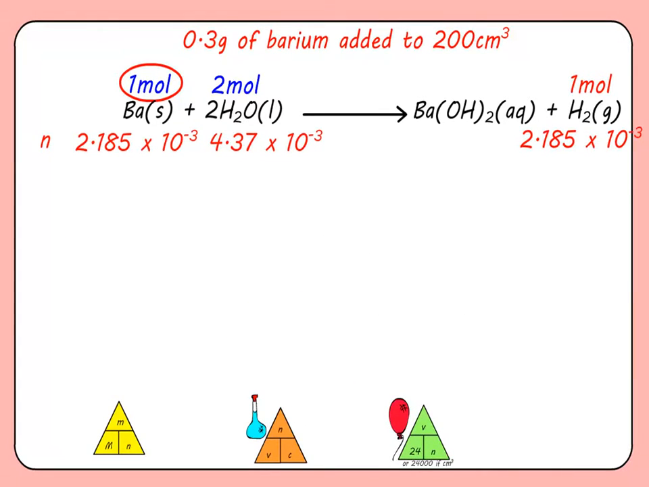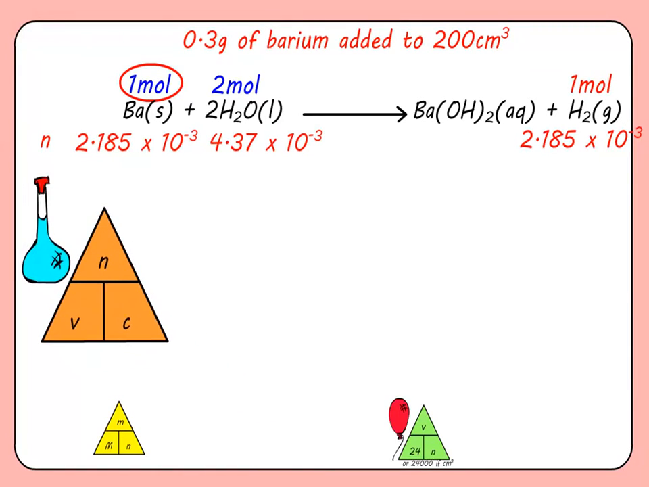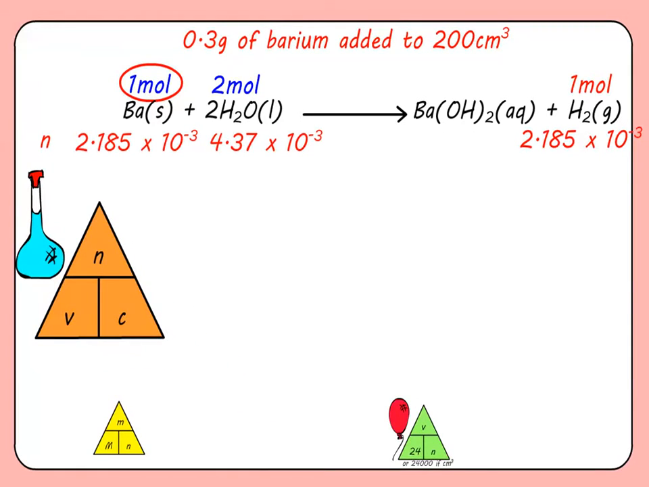If we needed to calculate the concentration of barium hydroxide at the end of the experiment, we would use the solution triangle of n over Vc. We know from the equation that 1 mole of barium gives 1 mole of barium hydroxide, and so 2.185 times 10 to the minus 3 moles of barium would give the same number of moles of barium hydroxide. Now we use the formula for concentration, C is equal to n divided by V, where our volume of solution is 200 centimetres cubed.